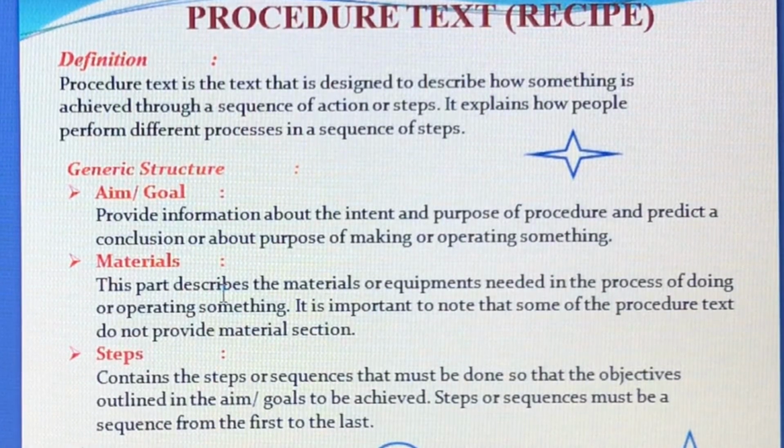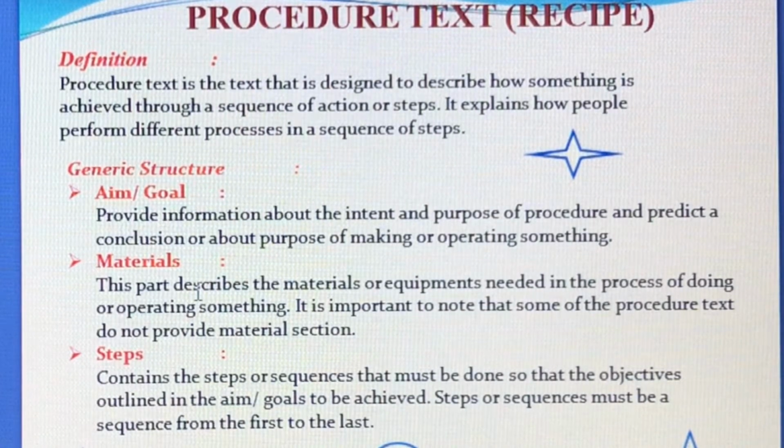There are 4 important points in procedure text. The first is definition. The definition of procedure text is that a recipe is the text that is designed to describe how something is achieved through a sequence of actions or steps. It explains how people perform different processes in a sequence of steps.